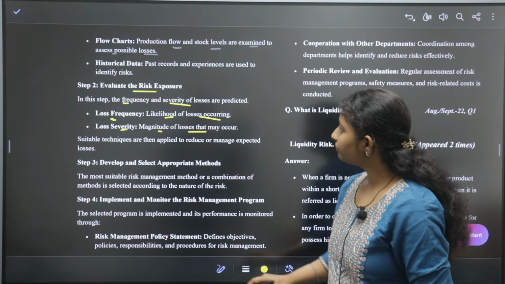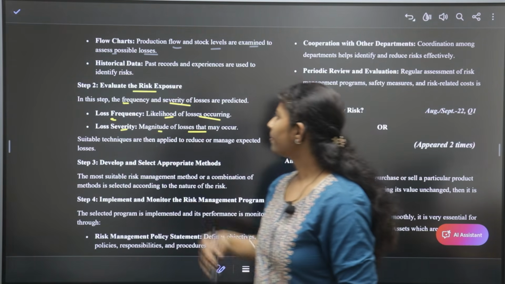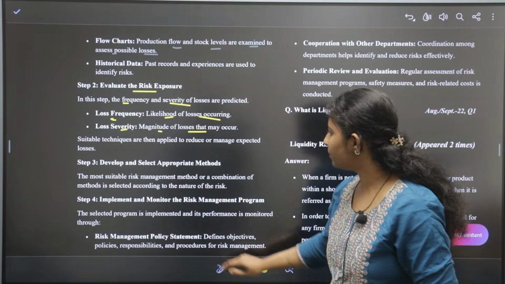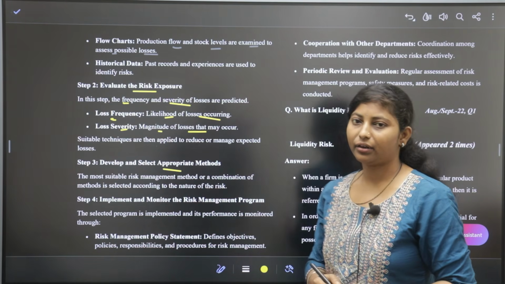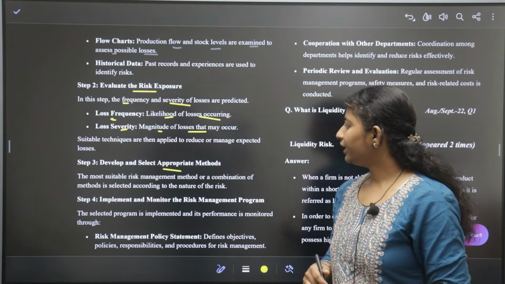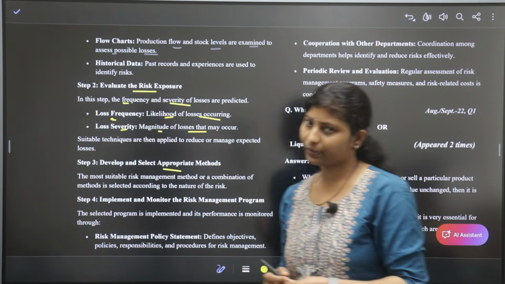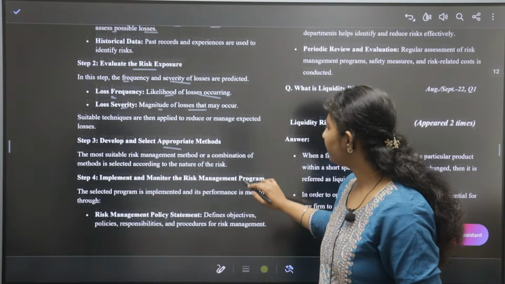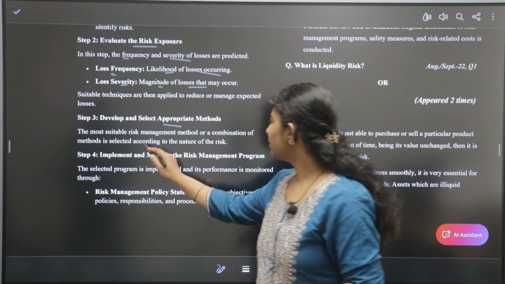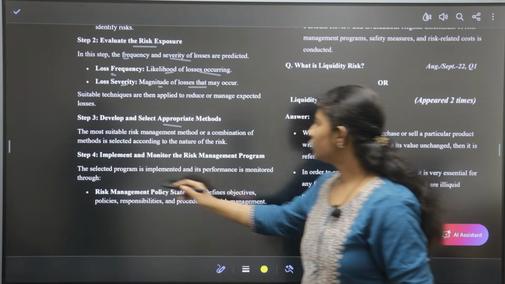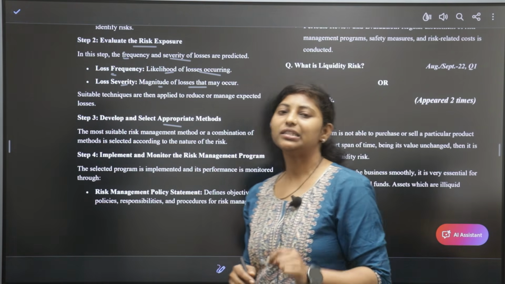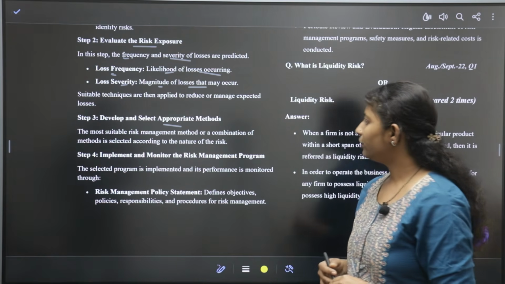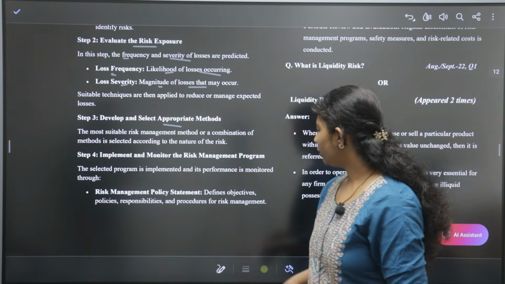So this is the second step, where we evaluate risk exposure. First we identified, next risk exposure. The third step is to develop and select an appropriate method. After identifying and evaluating the risk, next comes the development of the appropriate method. The method you came up with will be developed properly. The most suitable risk management method, or combination of methods, is selected. We came up with some different methods and techniques to avoid the risk, but one is selected from them. That is the development and selection of the risk method.